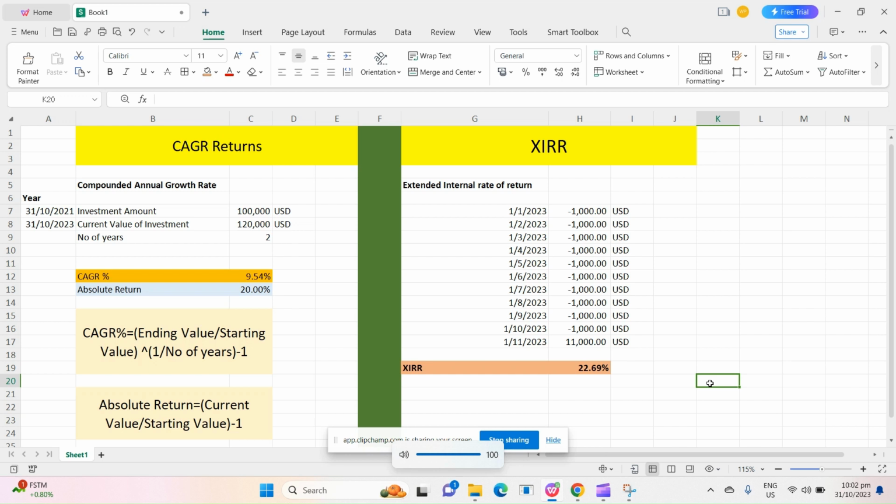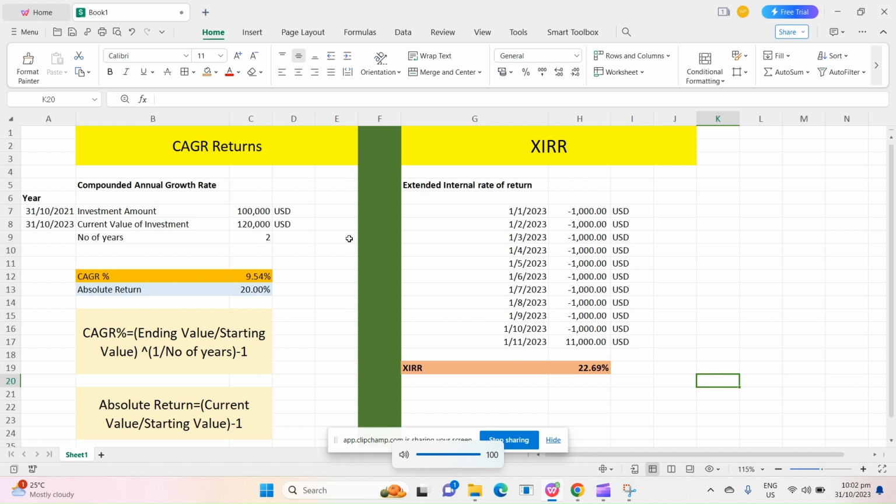Hello friends, in this video we will try to understand the concept of investment returns. Many people confuse the different types of returns that a mutual fund or a stock investment platform show on their portal. So in this video, we'll try to understand the different types of return and also understand how it's calculated in Excel so that an investor can calculate the return in the correct way.